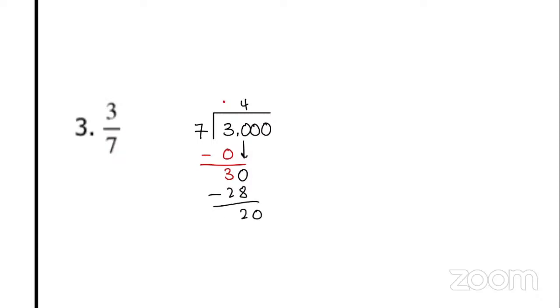7 goes into 20 how many times? Twice. 2 times 7 is 14. This is 6. Bring down the 0. 7 goes into 60 8 times. 8 times 7 is 56.